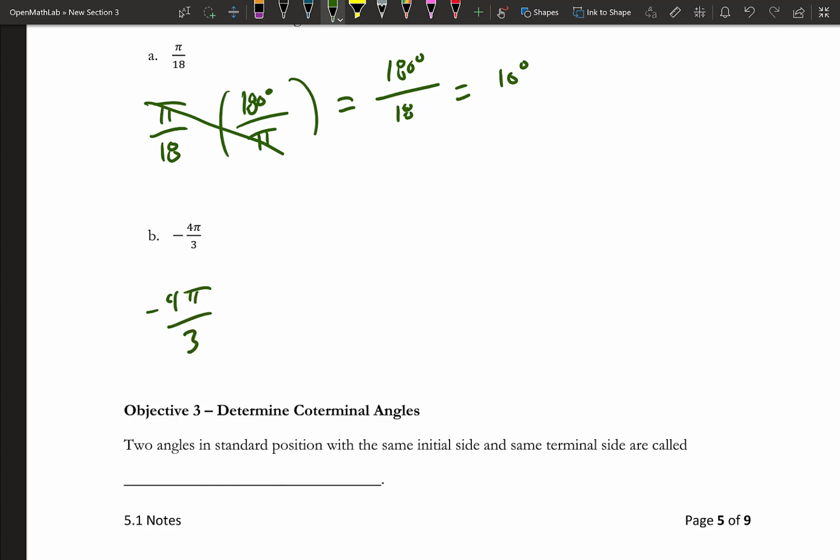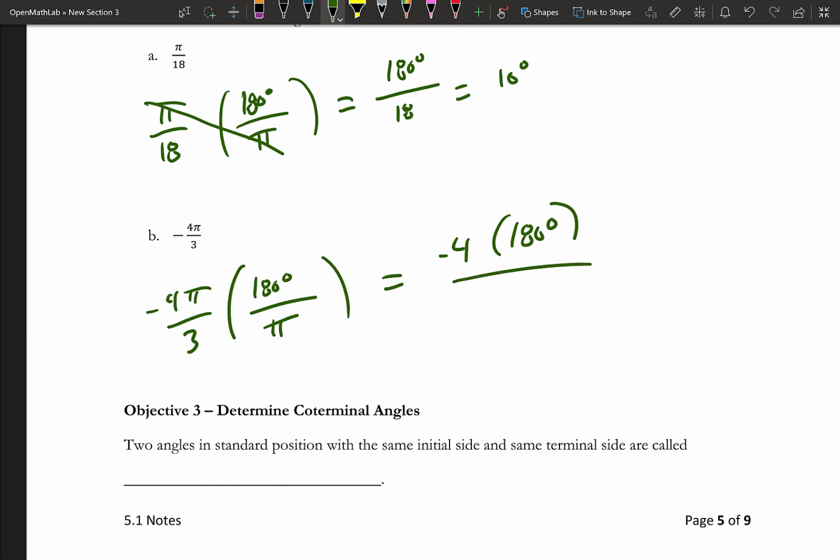Right, what we'd want to multiply by is 180 degrees over pi, which would equal negative 4 times 180 degrees divided by 3, which equals negative 240 degrees. Right, if you simplify that with your calculator, because 180 divided by 3 is 60. 60 times 4, 240, right?